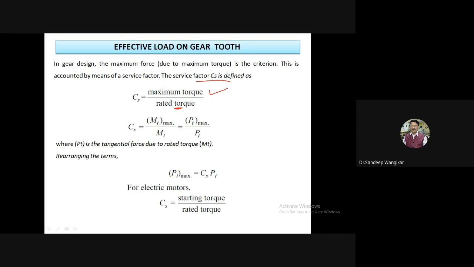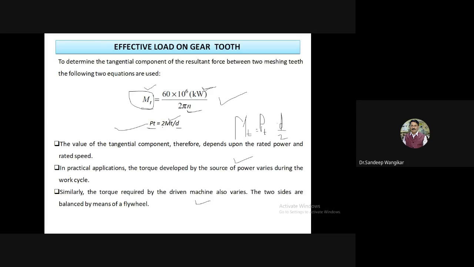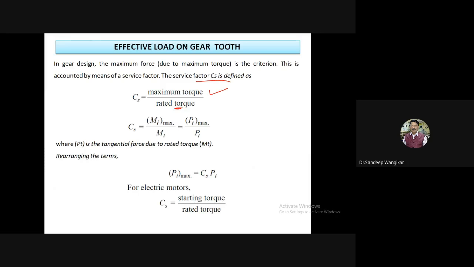Again, if I substitute, I have already given you MT is equal to PT into D by 2. If I substitute PT into D by 2 for maximum as well, then D by 2 cancels, and you will get PT max divided by PT. So service factor is given by maximum torque divided by rated torque, and if you convert it, it will be PT max by PT, the maximum tangential load divided by the rated load PT, where PT is the tangential force due to rated torque.